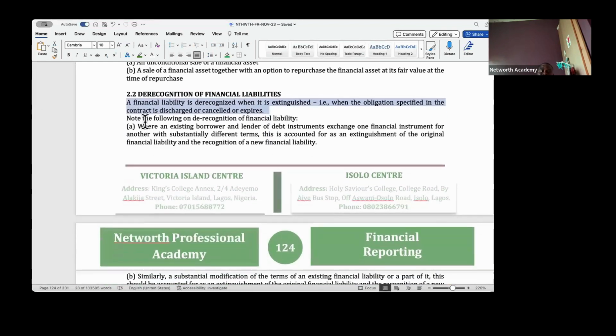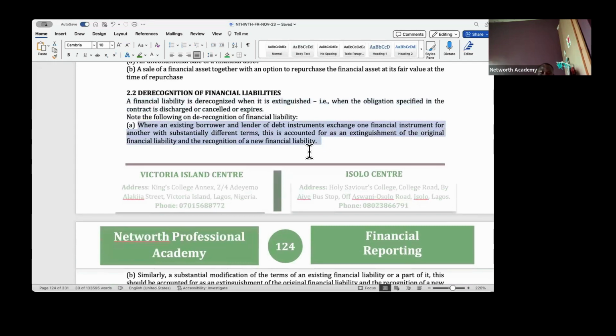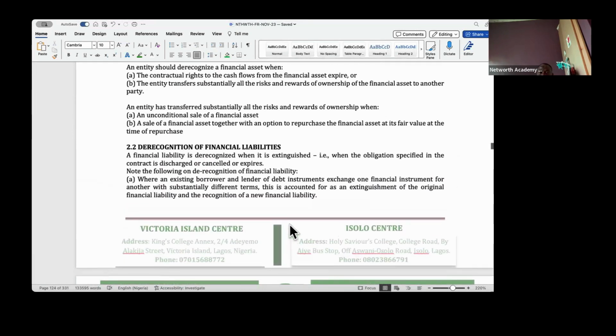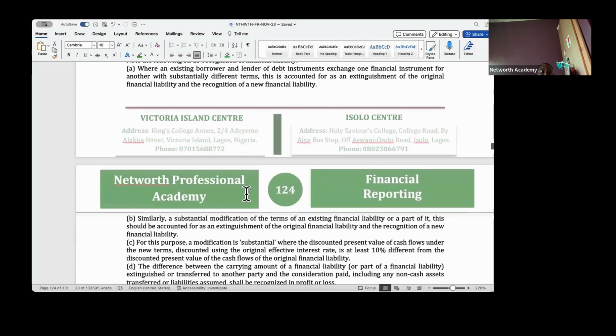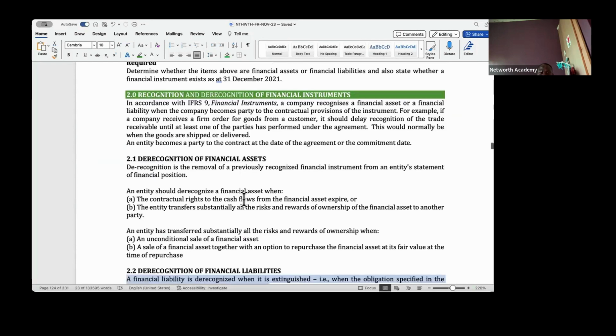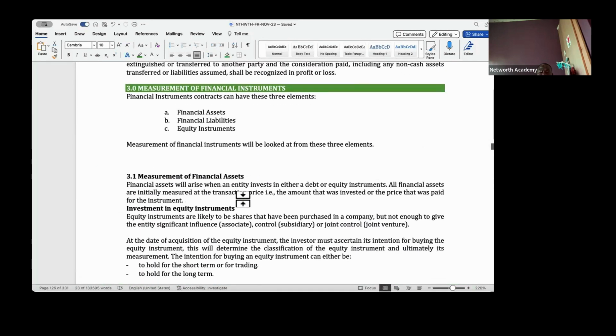There are some other issues around financial liabilities that you should not bother yourself with. Usually when there is an exchange of financial liability, or when there is a modification that is substantial, and all of that detail, you guys are free from that for now. When you get to corporate reporting, you battle with that. But just understand that a financial liability is derecognized when it is extinguished. Then you can easily take your mark and move on. Now, we are done with recognition and derecognition. What we are going to do now is measurement.